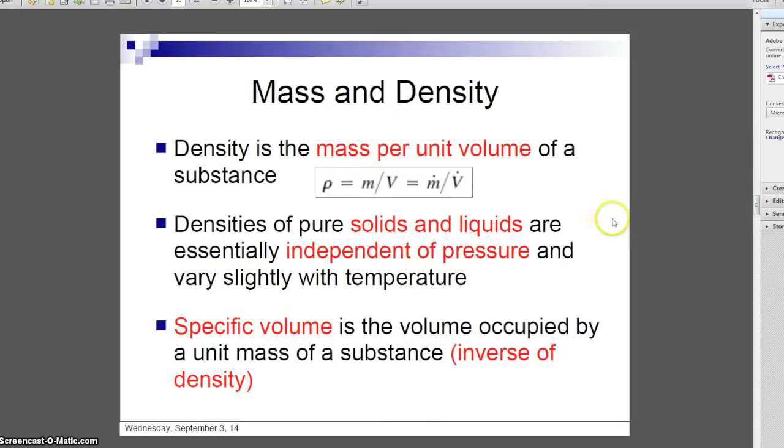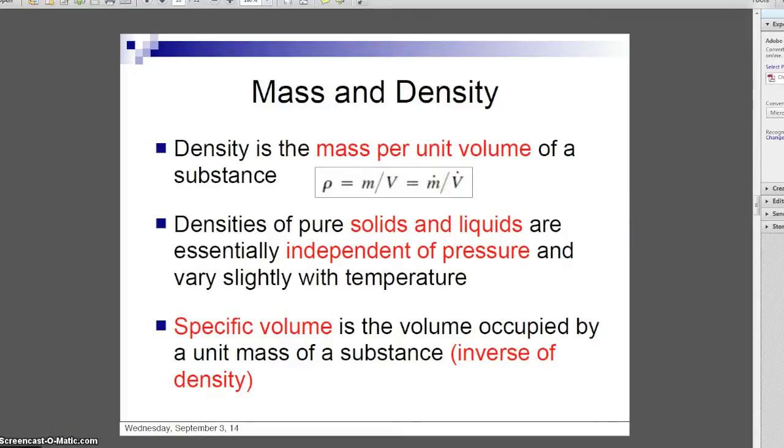So mass and density. Everyone knows mass, so now we just discuss density. Density is the mass per unit volume of a substance. It's represented by P, or rho, where M is mass, while V is the volume, so mass per unit volume. And you can use the mass flow rate and the volume flow rate. The flow rate will cancel out, and in the end you just get the density.